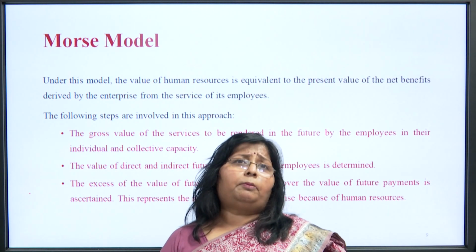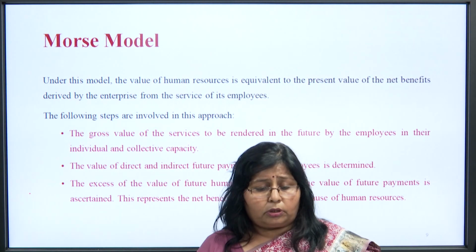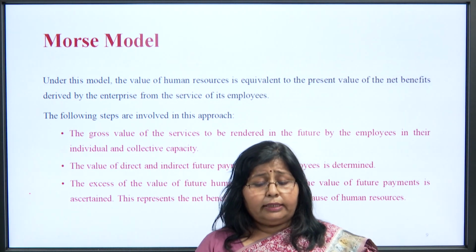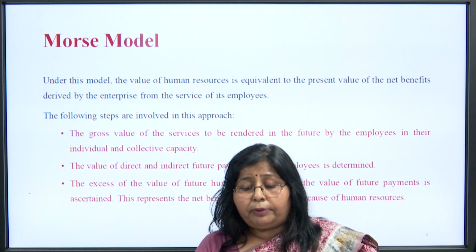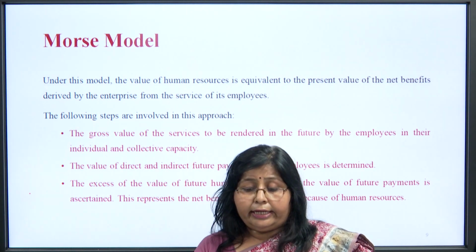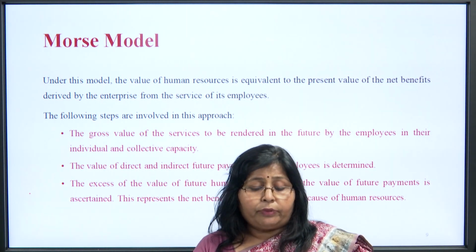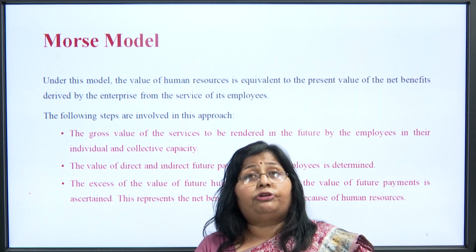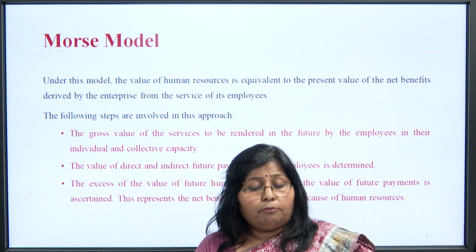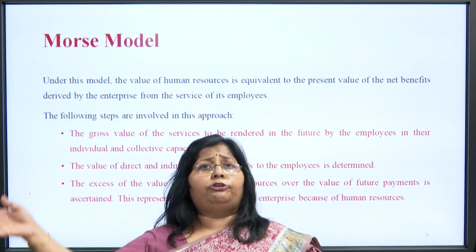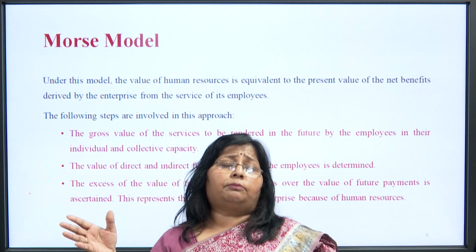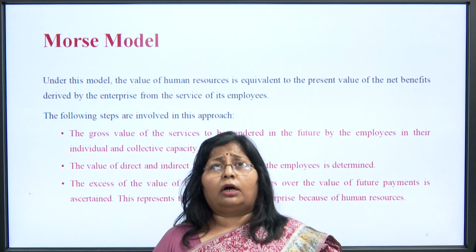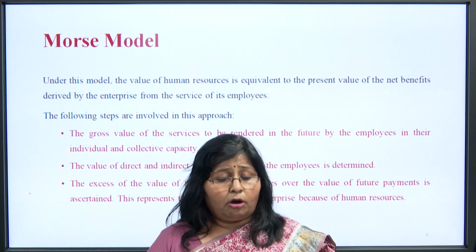The next model we move to is called the Morse model. Under this model, the value of human resource is equivalent to the present value of the net benefits derived by the enterprise from the service of its employees. The Morse model does not talk about future income. It does not talk about what positions the employee is going to acquire in the future. It talks of the present.